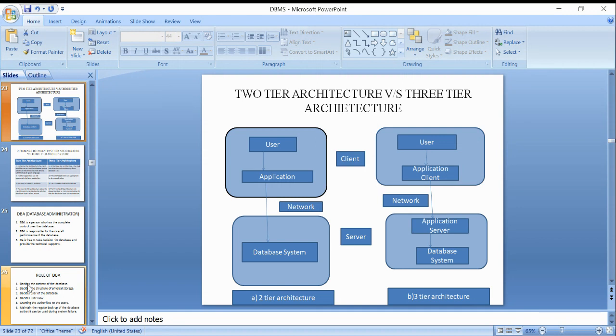Now coming to the two-tier architecture and three-tier architecture diagram. In the first diagram, two-tier architecture, the user has the direct connection with the database. But in the second diagram, that is three-tier architecture, the user cannot have the direct connection with the database system.